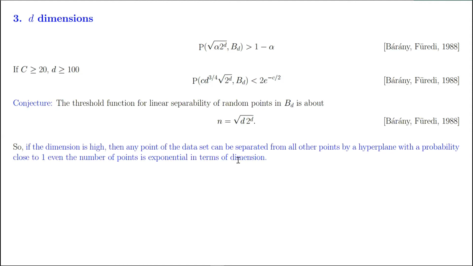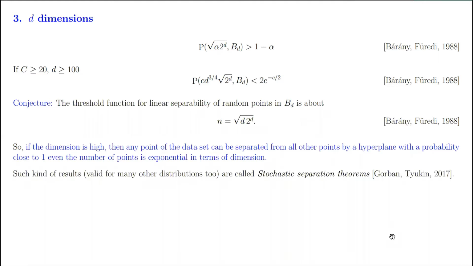So, if the dimension is high, then any point of the data set can be separated from all other points by a hyperplane with a probability close to 1, even if the number of points is exponential in terms of dimension. This number is the exponent of d. Such kind of results, valid for many other distributions too, are called stochastic separation theorems.